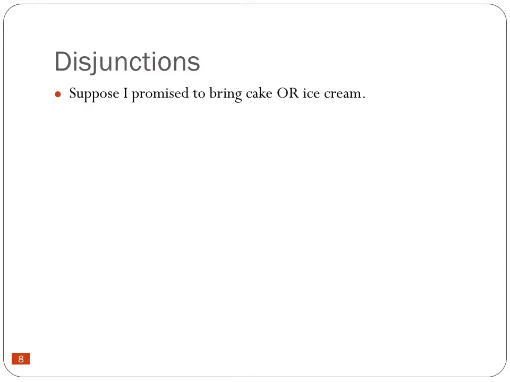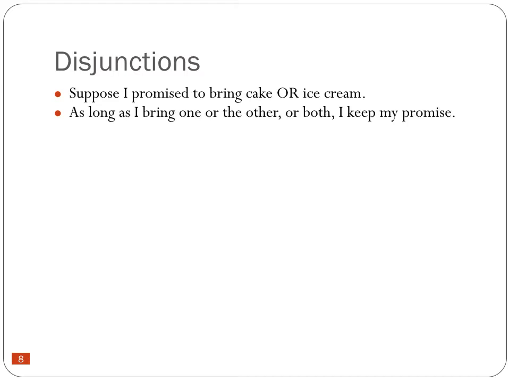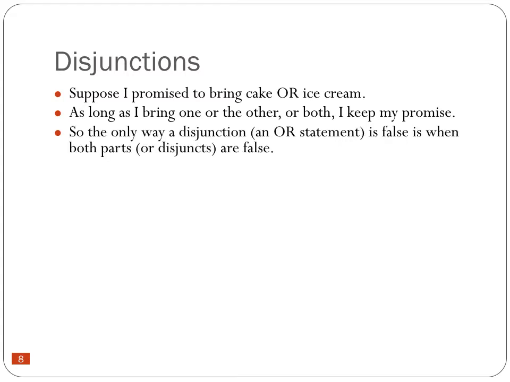If I promise to bring cake or ice cream, then I really only need to come through with one of them for my statement to be true. As long as I bring one or the other or both, I keep my promise. This is the way that a disjunction is true. The only way an or statement can be false is when both parts, both disjuncts, are false.